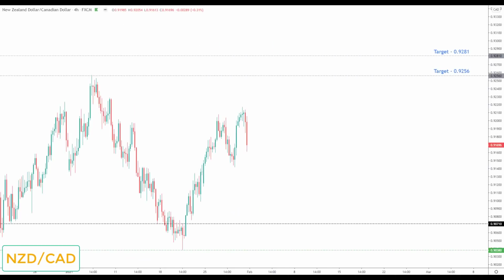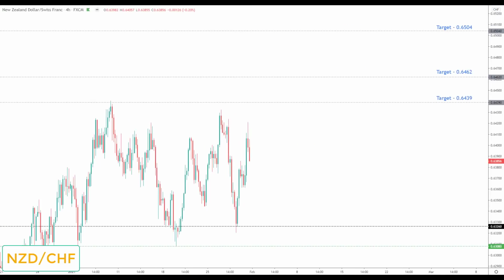Next is New Zealand CAD. Now, New Zealand CAD is structured to the upside in line with the primary trend, the bigger picture. So this certainly goes down as one to watch next week. Any deeper correction towards the 0.90710 is going to be viewed next week as an opportunity to look for bullish reversals in this market. And I'm going to be looking up towards the next key of resistance to the upside and the target set at the 0.9256.